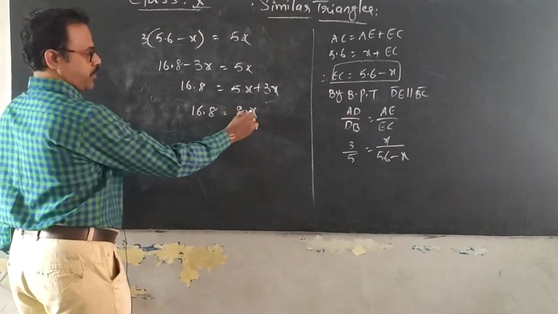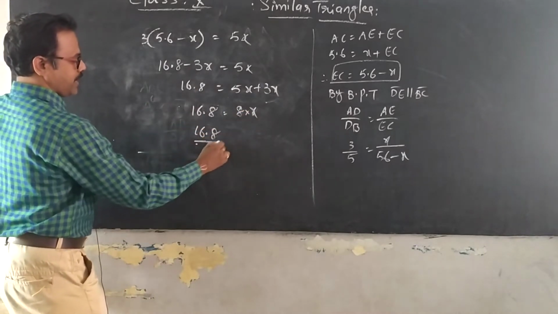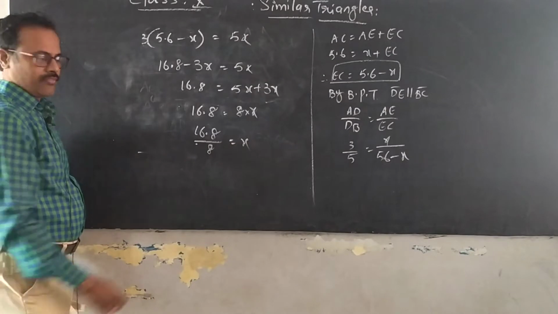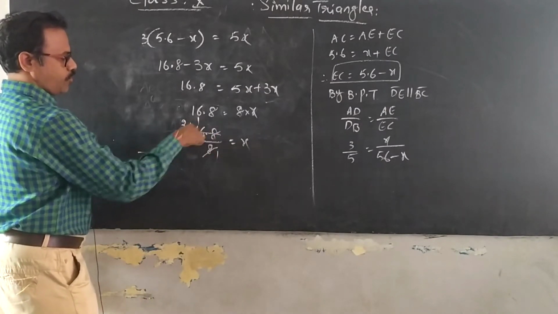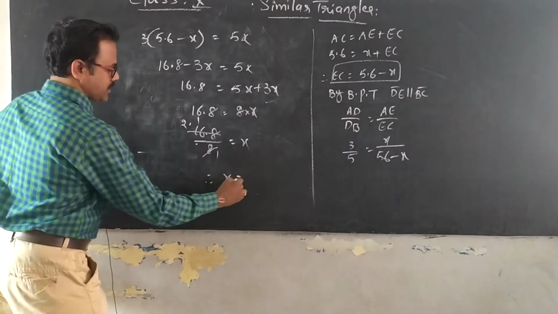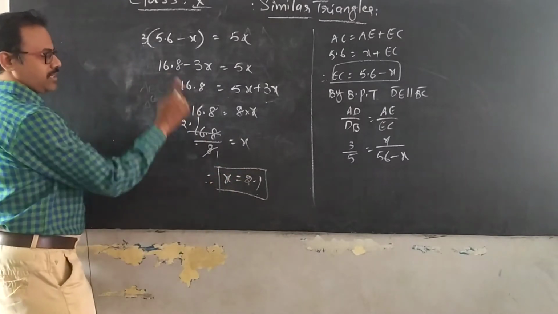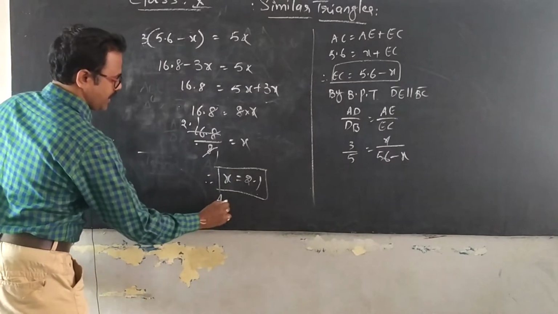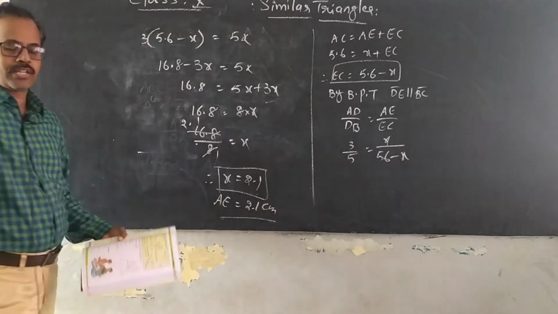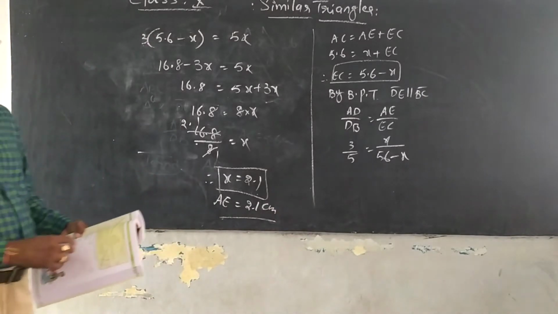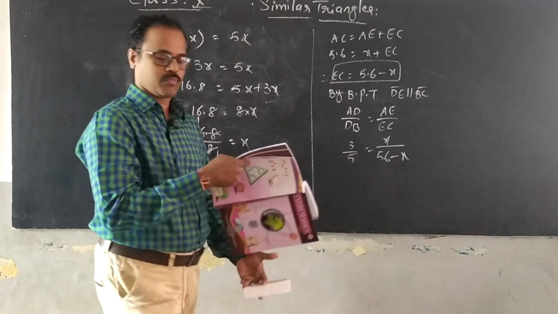Now transpose 8 to the left. You get 16.8 by 8 is equal to X. When you divide, X is equal to 2.1. What is X? In the figure, AE is equal to 2.1 centimeters. Okay guys, is it clear? Very good. Let's go to the second example.